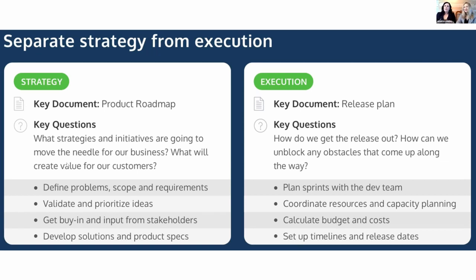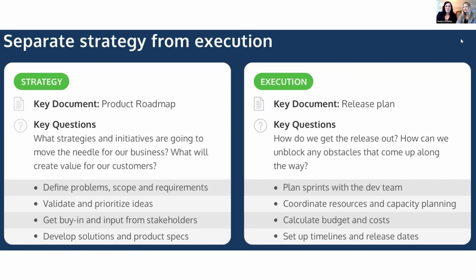And then when we talk about the release plan, that's where we're really talking about how are we going to do this? And we're talking about execution. So now that we know where we're going, how are we actually going to get there? So do we have any obstacles? Are there any impediments that we can get rid of so that we can get to that end state better and more quickly? How are the development teams actually going to plan this out in sprints?